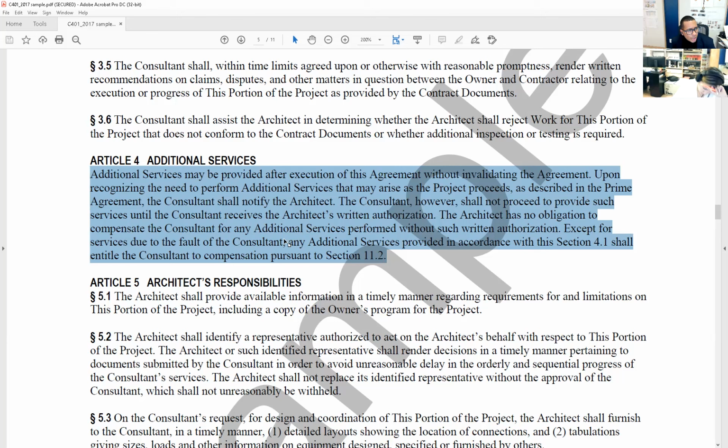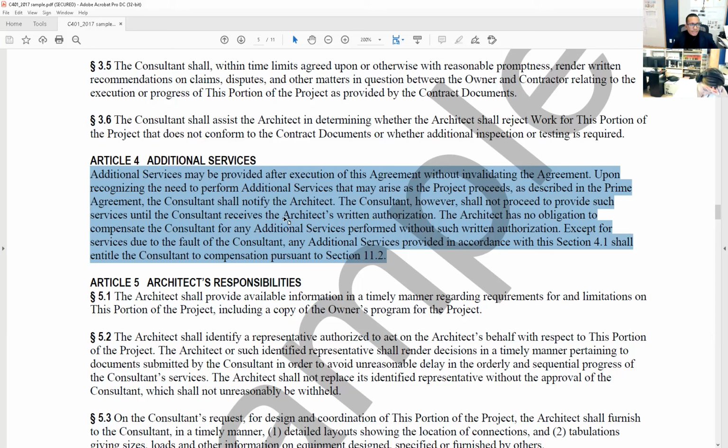The architect has no obligation to compensate the consultant for any additional services performed without such written authorization, except for services due to the fault of the consultant. Any additional services provided in accordance with this section 4.1 shall entitle the consultant to compensation pursuant to section 11.2.